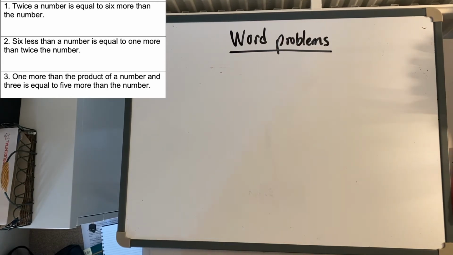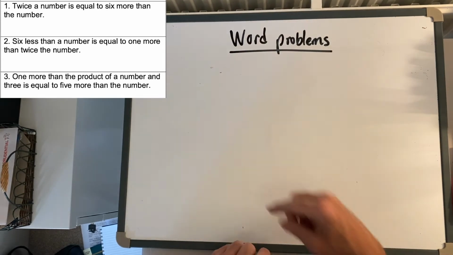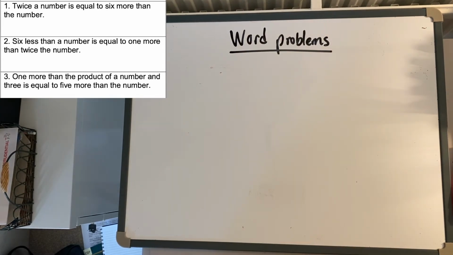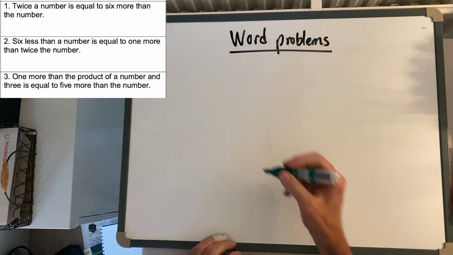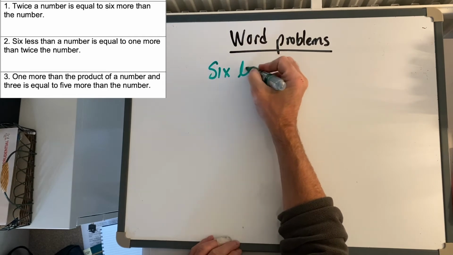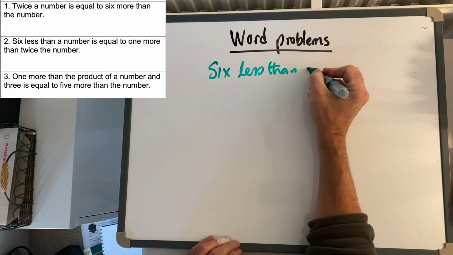Right, so now if we look at this next one, over here, you should see it says 6 less than a number is equal to 1 more than twice the number. Oh my life. Right, again, let's just write it out. 6 less than a number. 6 less than a number.